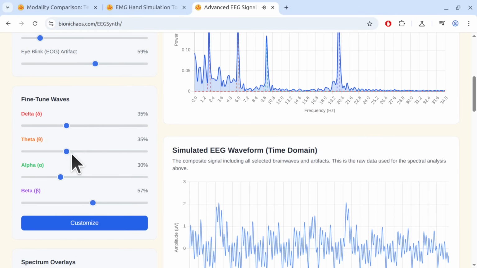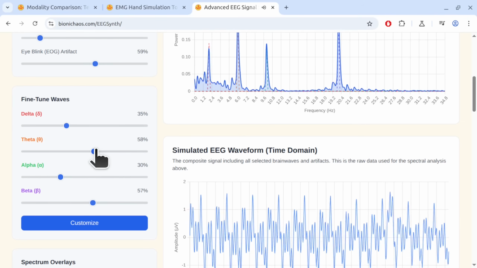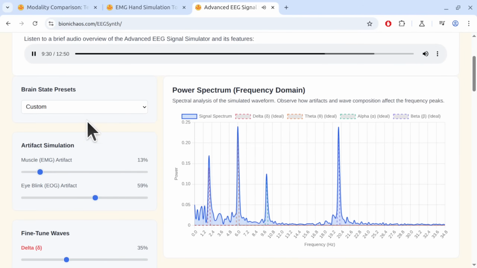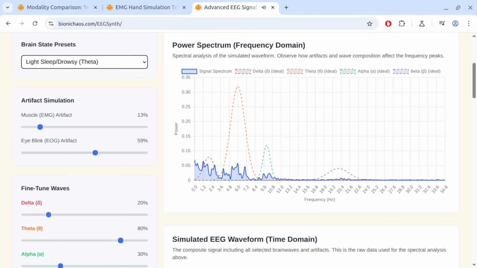Perfectly put. The overlays are still super useful. They guide your eye, showing you where the energy should be concentrated based on your settings. But the blue area is the reality of the combined signal's frequency content. The simulator makes this relationship much, much more intuitive. Yeah, you can see it directly instead of just imagining equations. It shows why the sum of the parts looks different in the frequency domain compared to the time domain. It really demystifies that link between the raw signal and its frequency breakdown.